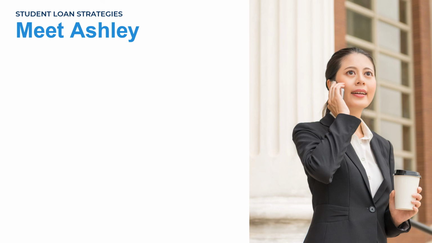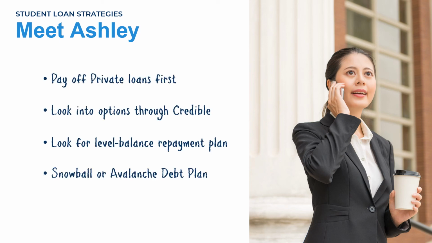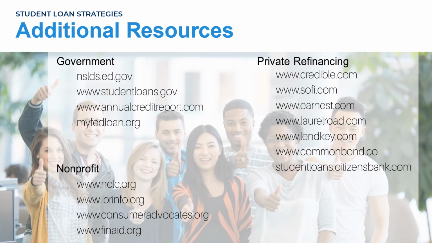Finally, meet Ashley, who's working for a large law firm. She has a very comfortable income, but would like to make more progress toward eliminating her student loan debt. She should focus on paying off her private loans first, since interest rates may be higher or variable. Also, private loans are not eligible for some federal programs, including temporary relief, such as that offered during the COVID pandemic. She might consider visiting credible.com to look at refinance options that would result in level repayment plans.